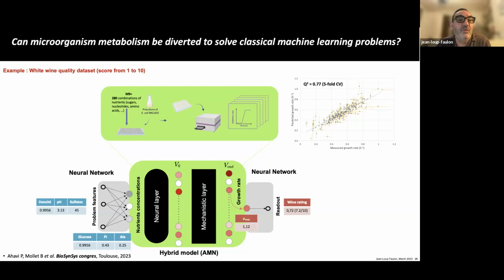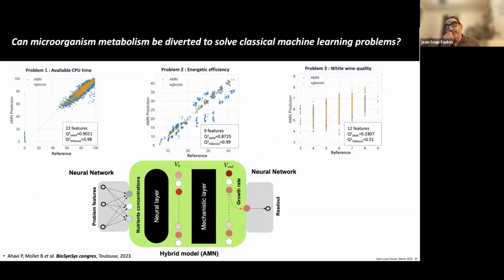So this is a data set where you try to predict the white wine quality. It's a score between 0 and 10. The way it works, we take the features of the problem, density, pH, sulfates content, and so on, and we transform these into nutrients that we are going to give to the strain, in this present case the artificial metabolic network. Then we read the growth rate, and we map this growth rate back to the wine rating. And you do this for each element of the training set, and this is what you get during cross-validation on 3 different problems.